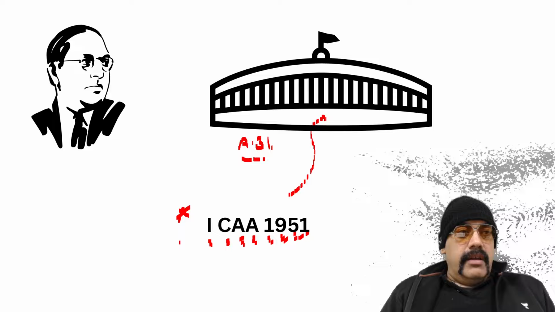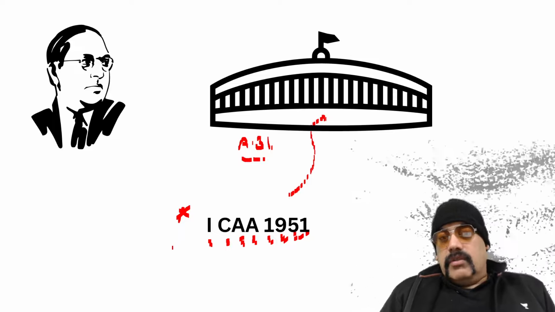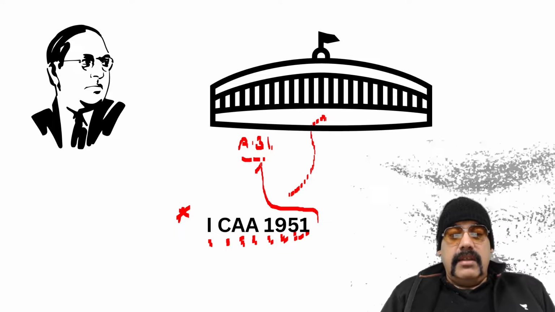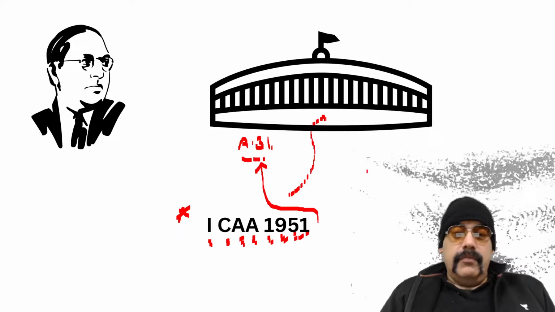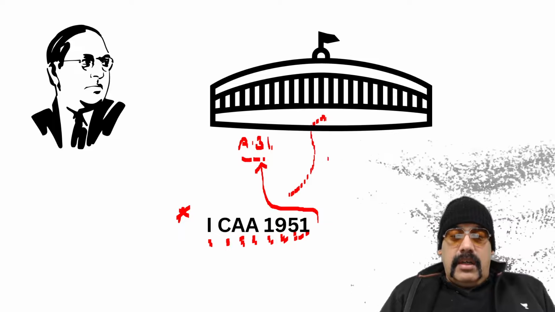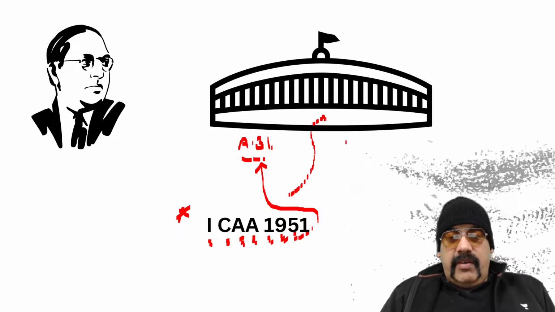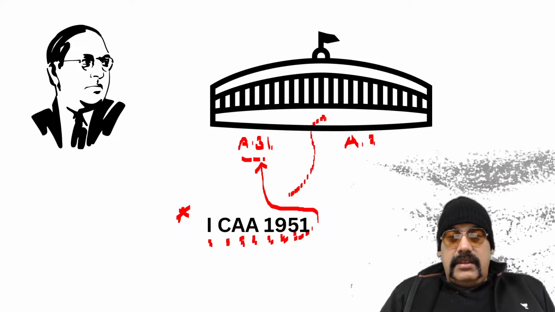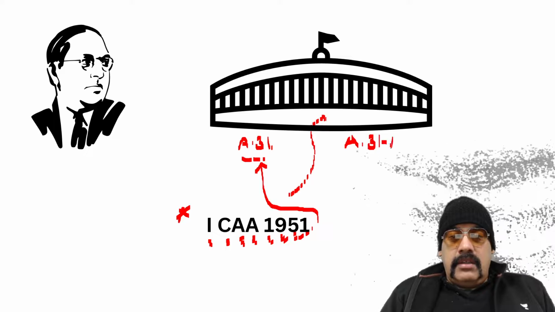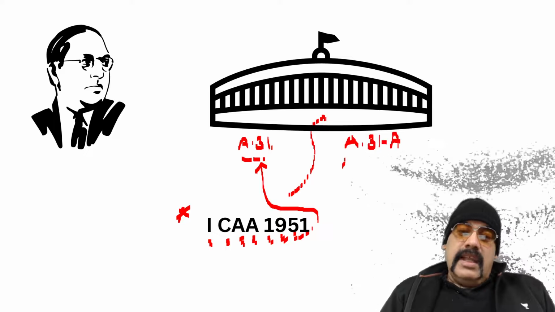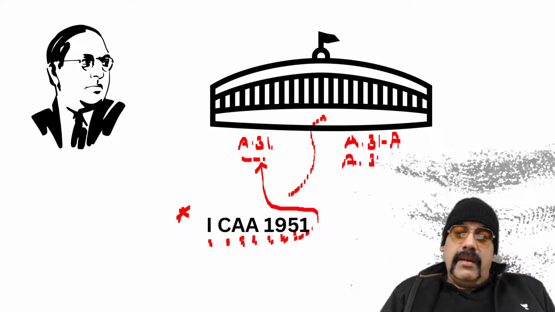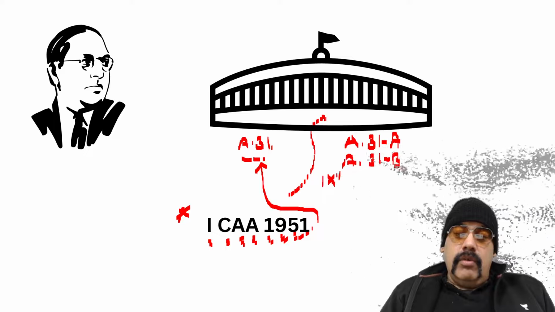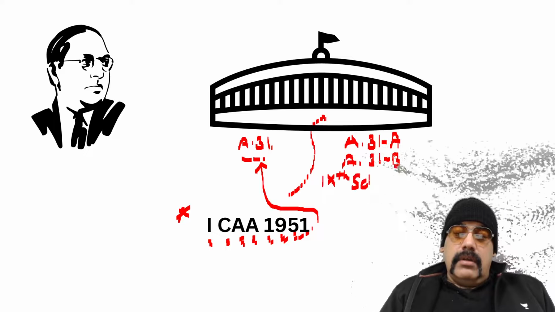So inter alia, as in amongst many other things, the First Constitutional Amendment Act 1951 also tried to tackle this problem of Article 31. Now, what did they do about it? The point to remember, the First Constitutional Amendment Act 1951 added three things. Please write this down. The first thing is they inserted Article 31A. Then they inserted Article 31B. And then they inserted a new schedule, which is called the ninth schedule.